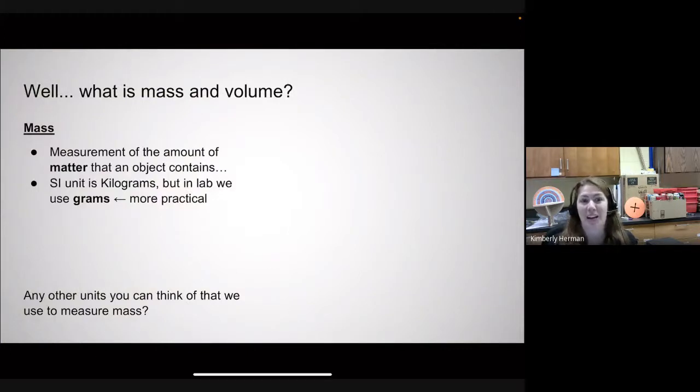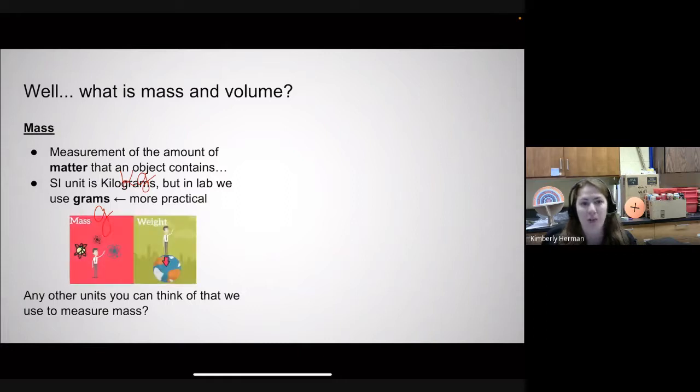Now, our SI or international units, we're going to see that it's represented as kilograms or kg, but in lab, we're just going to use g. That's more practical when we're doing our labs, as we're just going to be measuring in grams, a smaller amount than kilograms.